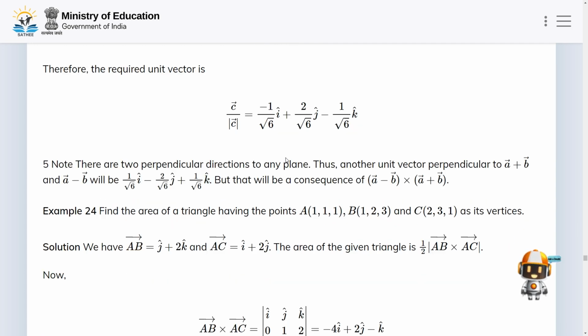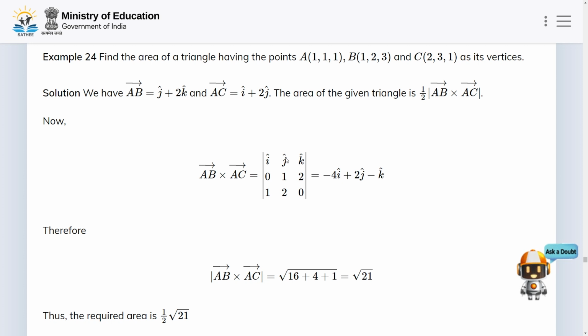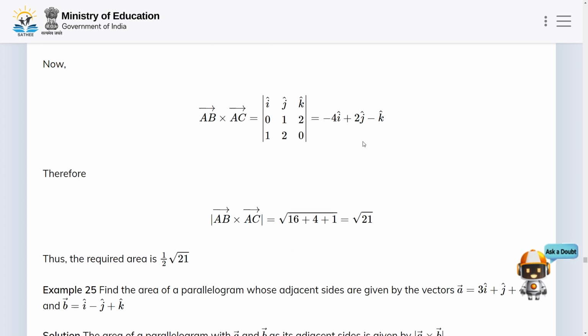Okay. Now next example. Find the area of a triangle having the points as its vertices. So you have your triangle vertices. This means you can easily find your vectors AB and AC. From that you can easily find your area. How? Half times the magnitude of the cross product between AB and AC. Now keep this point in mind, that the vectors we are taking have the same initial point, as AB and AC.